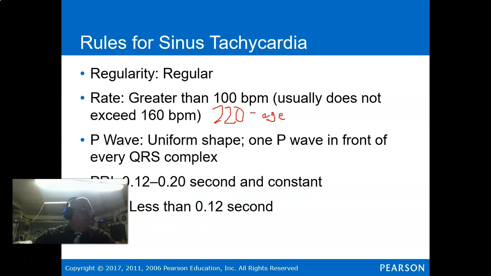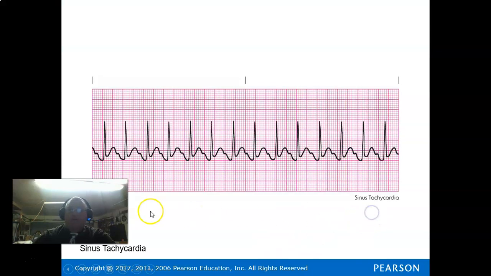Let me go back to my arrow here. Automatic, there we go. All right, let's go back here. So sinus tach. Again, is it regular? Looks pretty regular to me. Again, the rate is 2, 4, 6, 8, 10, 12, 14. It's 140. So we're kind of bordering on that 150 area.